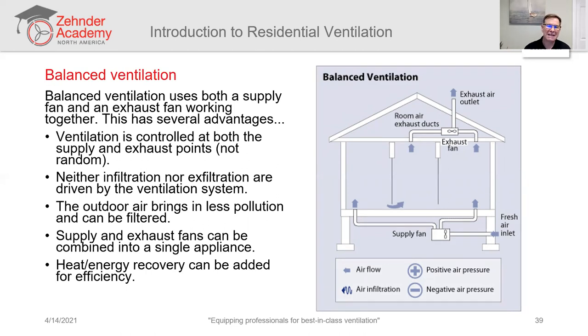And you can combine these supply and exhaust fans into a single appliance. And then with that appliance, if you want, you can add heat or energy recovery to get even more economy out of the ventilation process.